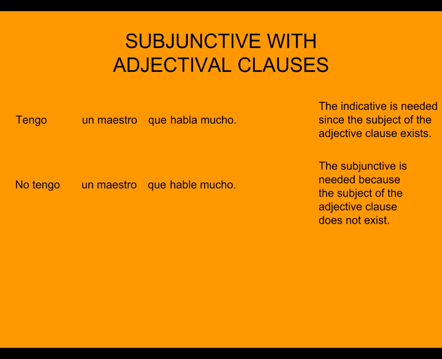No tengo un maestro que hable mucho. The subjunctive is needed here because the subject of the adjective clause does not exist. This is a negative referent in which the subject of the adjective clause is referring to someone or something that does not exist. I do not have a teacher that talks a lot.